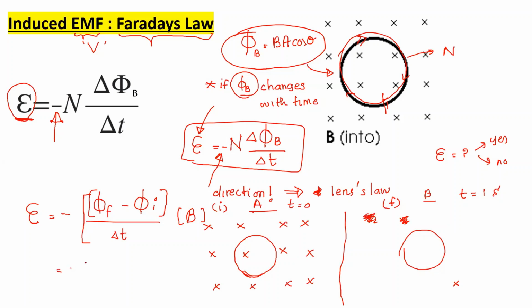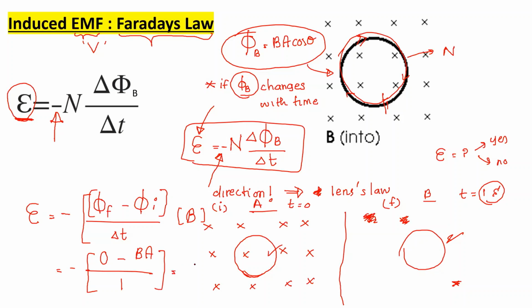So what is your final flux? 0, right? No flux at the end because there is no B field. Do you have an initial flux? Yes, right? You have B times A. What is the time taken? I said 1 second.